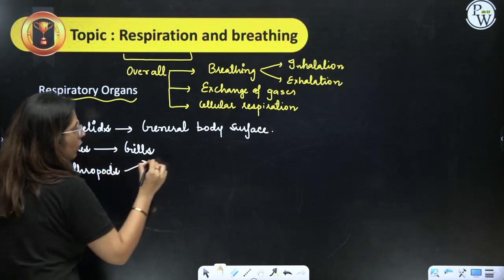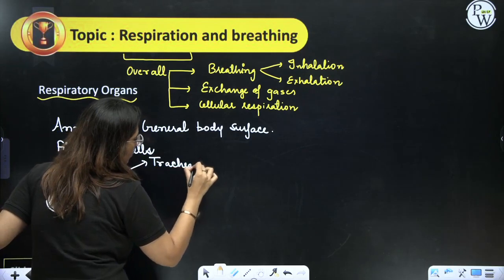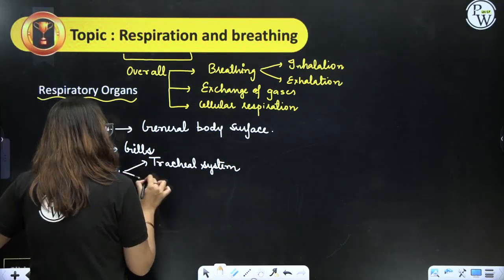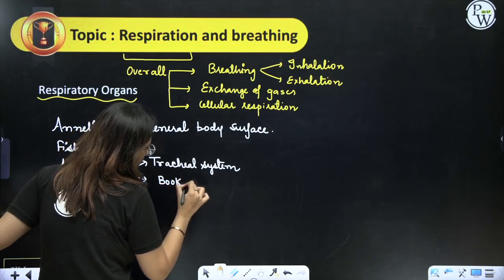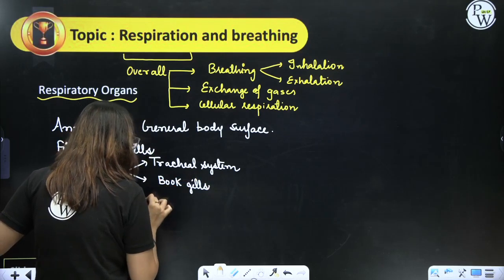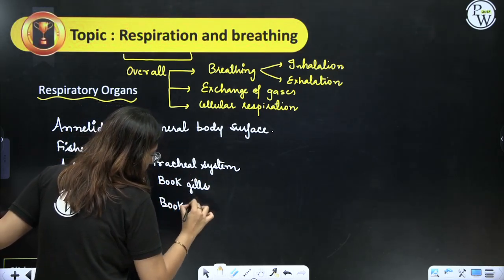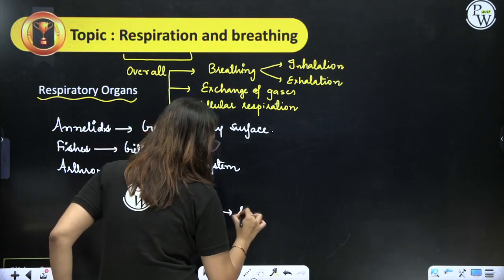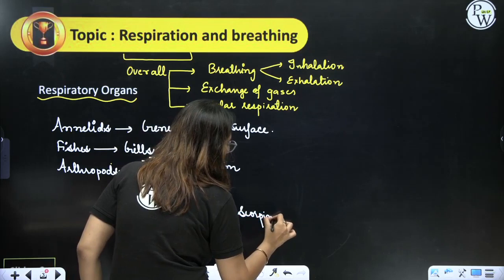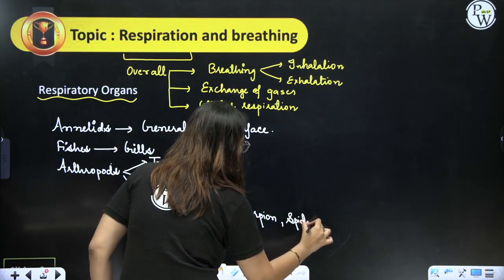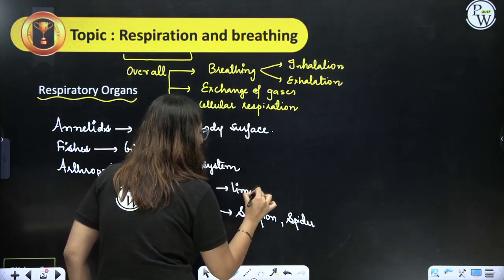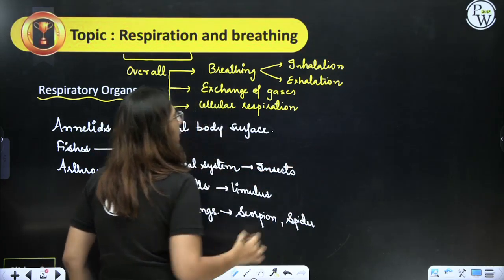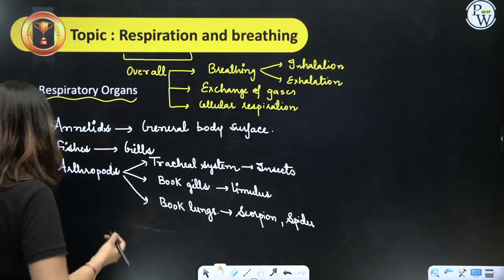In the case of arthropods, you will find a tracheal system. In insects, you will find the tracheal system. In some organisms, you will find book gills. In some organisms, you will find book lungs. Book lungs you are going to find in the scorpion and spider. Book gills are present in Limulus, the king crab. Tracheal system you will find in the insect. So ultimately the meaning is the exchange of gases. Clear? And fishes have gills.